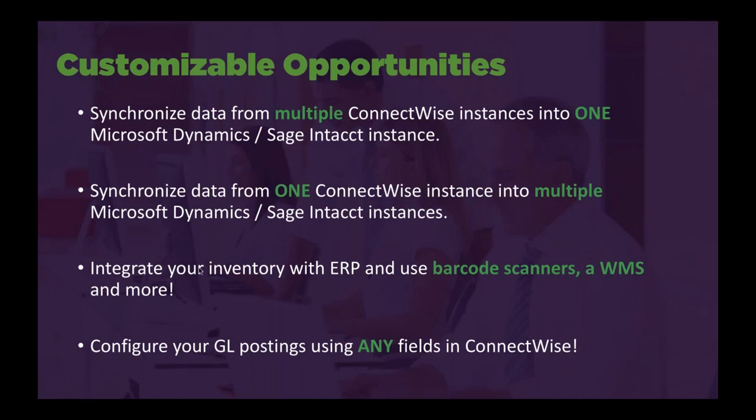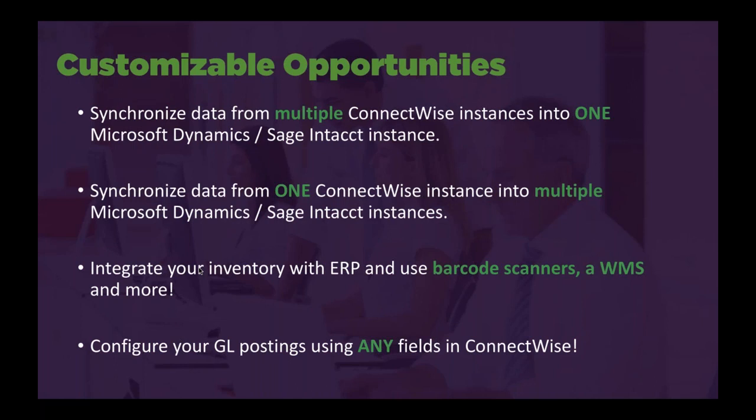So some of the more creative things that we've done: we've synchronized data from multiple ConnectWise instances into one accounting instance. So taking multiple different ConnectWise servers and pushing the data into one accounting system. We've also taken data from one ConnectWise instance and pushed it into multiple different Dynamics instances. You tell us what data you need to separate or what data you need to bring together, and we make that part of our program.